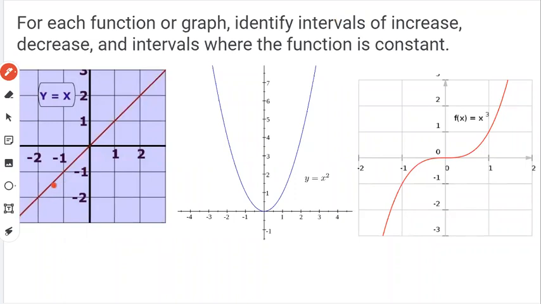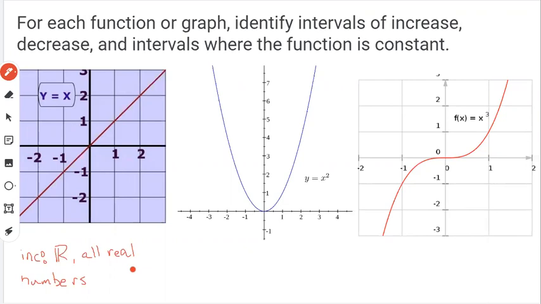This is just going to be a straight line through the origin, and the slope of this line is actually going to be +1. So the function is always increasing. The way we would say that is the function is increasing on all real numbers. We can write it as a capital R, or we can write it out with words. So this means the function is always going up. It's never going down. It's never staying flat. It's always increasing. So that's the first parent function.